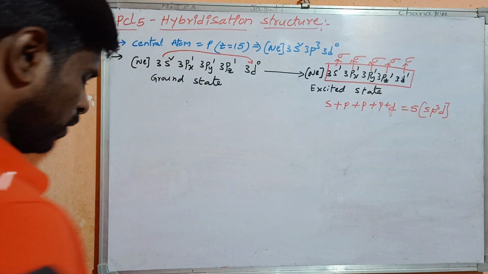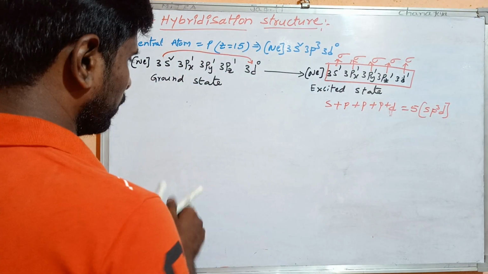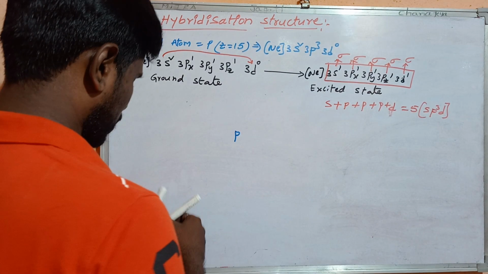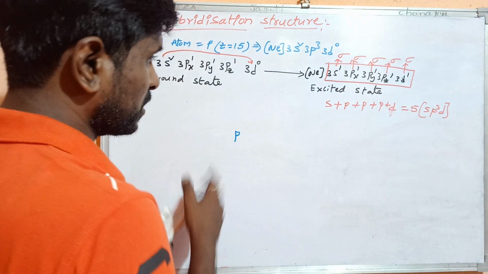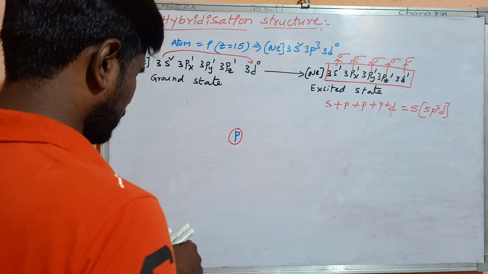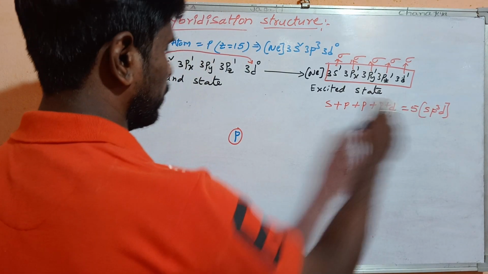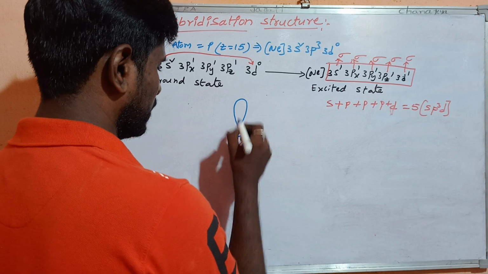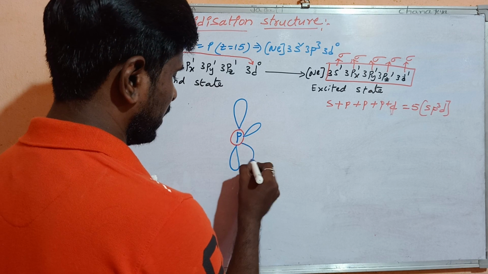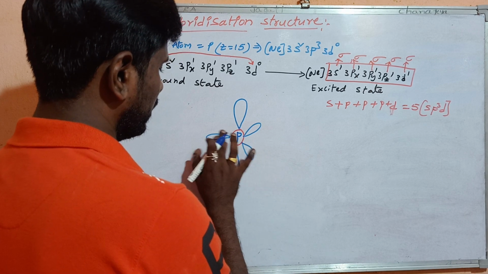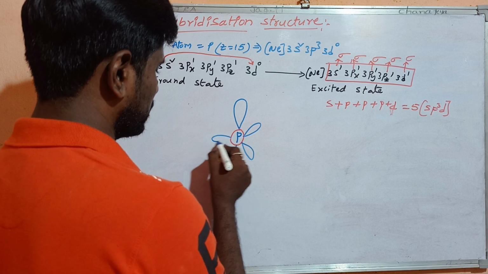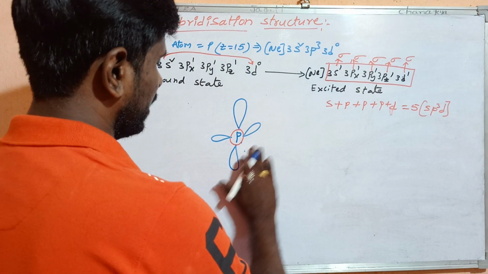Now, this is phosphorus. Around the phosphorus, the hybridized orbitals are there. How many hybridized orbitals? Five. One is like this, another is like this, and the remaining ones. These are the five sp3d hybridized orbitals of phosphorus.